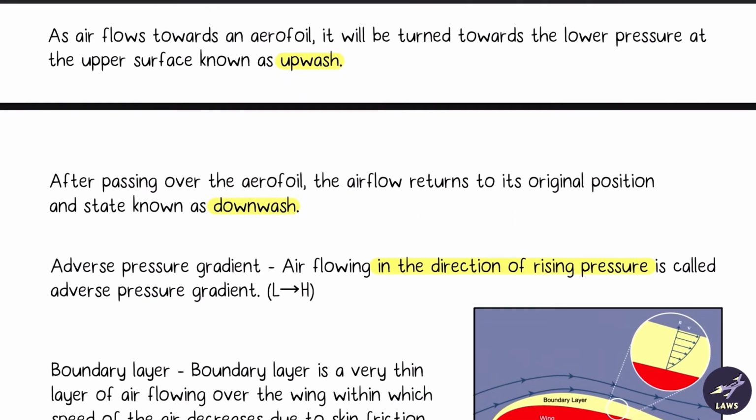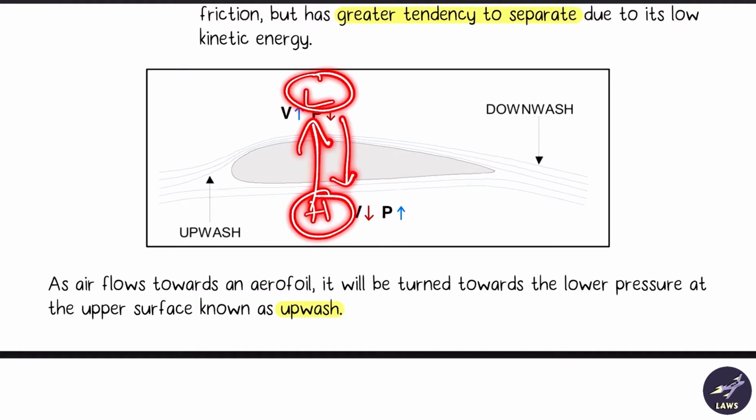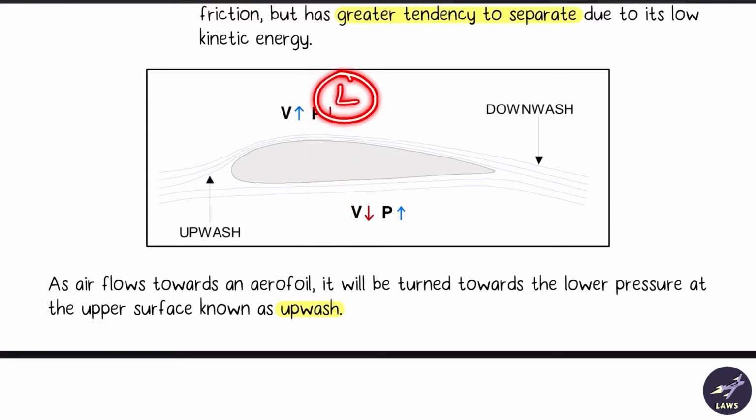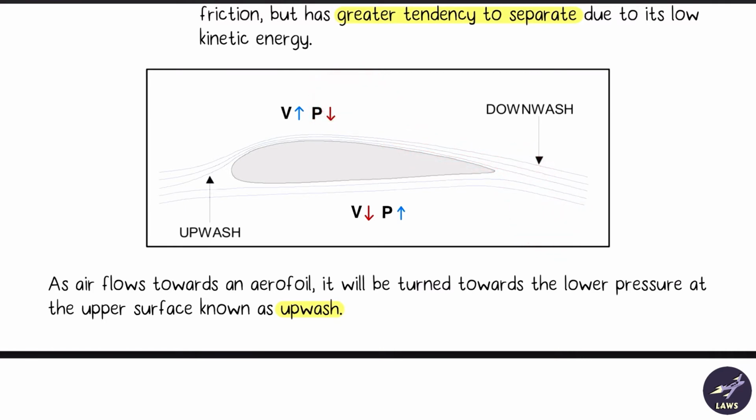Then we have adverse pressure gradient. Air flowing in the direction of rising pressure is called adverse pressure gradient. Normally the flow is always from high to low, never from low to high. But in this case specifically, the upper surface is low and the lower surface is high, so this flow is from low to high. This is called adverse pressure gradient because air is flowing towards the area of higher pressure.